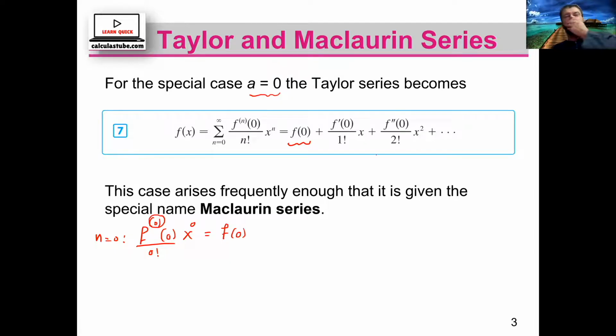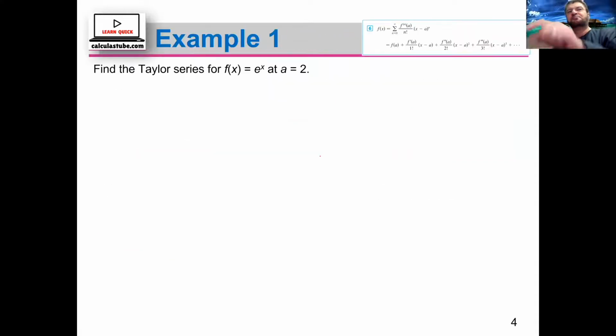So Maclaurin series, all you have to do is to replace a equals 0 in the Taylor series, and you will get Maclaurin series. Let's look at this example now. Find the Taylor series of f of x equal e to the x at a equal to 2. You know, e to the x is another kind of function. It's not a polynomial. So can we present it as a polynomial? Yes, we can. So what do we start with, guys?